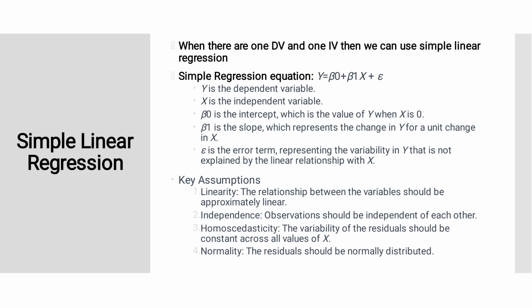Normality, the residuals should be normally distributed. Means when from the original sample we predicted the regression coefficient, then there are residuals, and these residuals should be normally distributed. If these are not normally distributed, then it may cause inaccurate prediction of your regression coefficient. That should be taken care of.